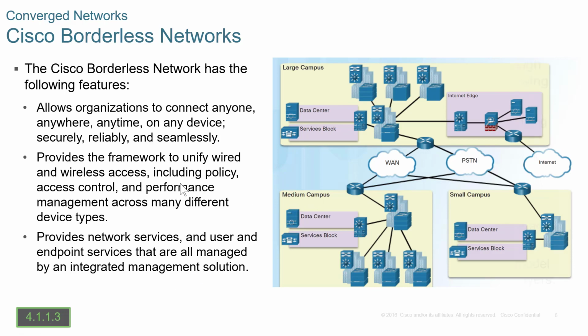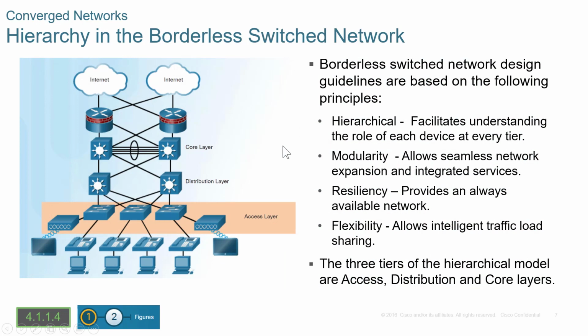So the main thing that they start talking about, and the terminology you need to know for this chapter test, is the core layer, the distribution layer, and the access layer. So this is hierarchical, which means each layer has its own job. It's modular, so it allows seamless expansion and integration. Resiliency provides always available networks.